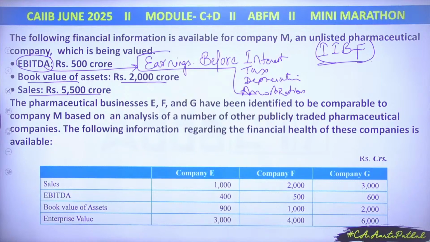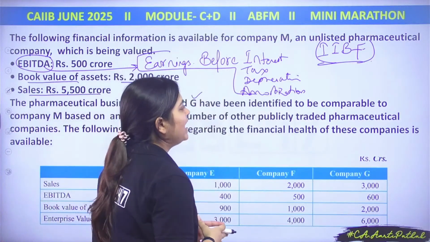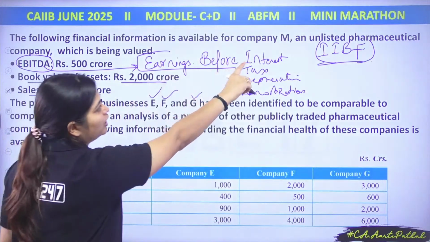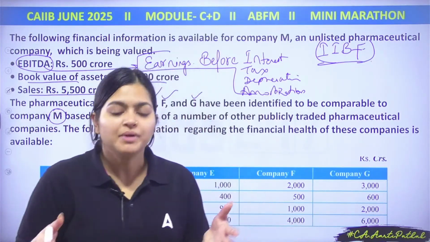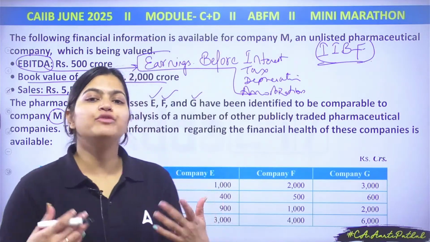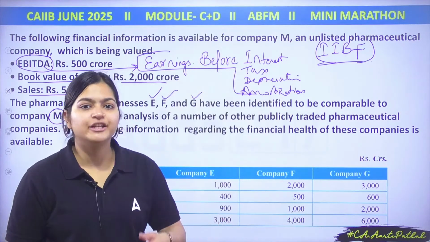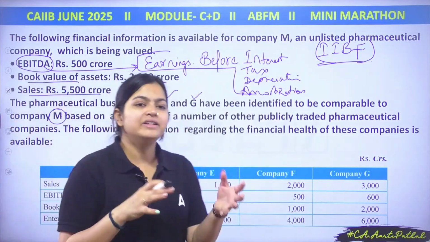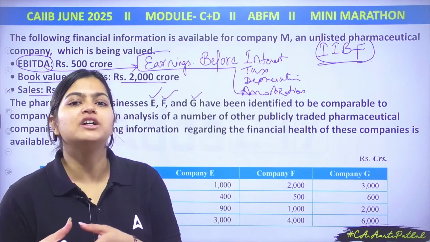Now after this, what do you have? The pharmaceutical businesses E, F and G have been identified to be comparable to company M. So now we want to value company M, but that company is unlisted. So we don't know the correct valuation of that company. So what we are doing is taking the comparative companies. Here we are going to take businesses like E, F and G. They are identical, so you can use these businesses for the comparison.